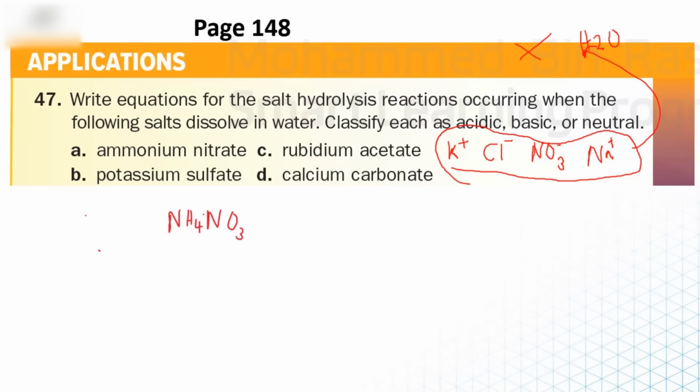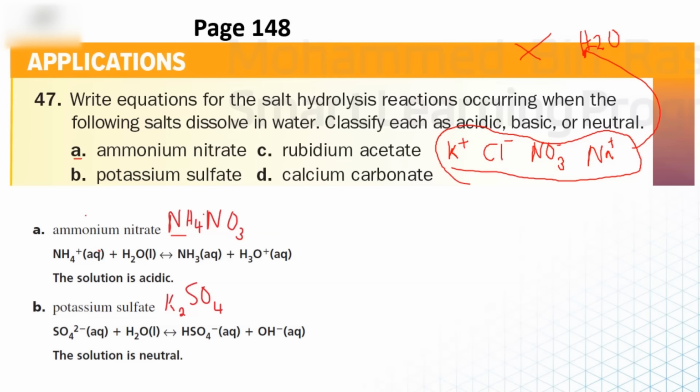NH4NO3 is ammonium nitrate and potassium sulfate is K2SO4. So in here you should know that NH4 plus is going to react with water because NO3 minus will not. This one will give H to water and it will produce H3O plus, and the solution is going to be acidic. Now, potassium sulfate: K does not react with water. So the sulfate, SO4 negative 2, will react with water and get an H from water, producing OH minus and HSO4 negative.